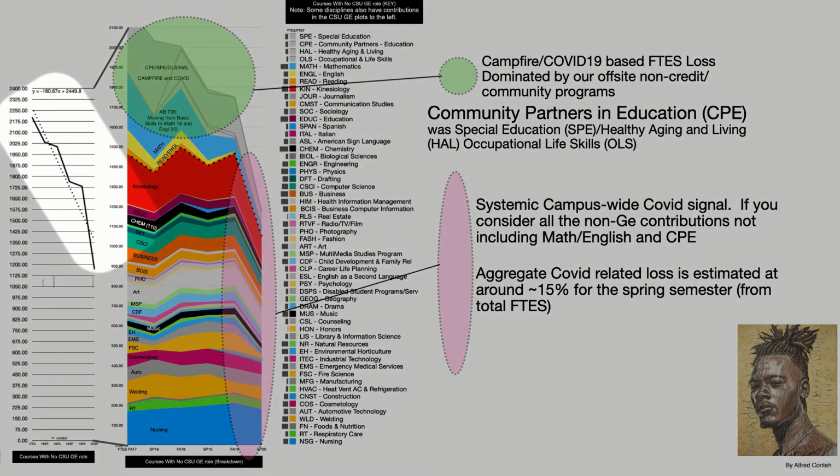So if you look at the overall trends highlighted in this rectangle, you'll recognize that the vast majority of the negative contribution from those trends is predominantly COVID and campfire related. It's important to realize that if we're going to be using any trends to try to predict the future.